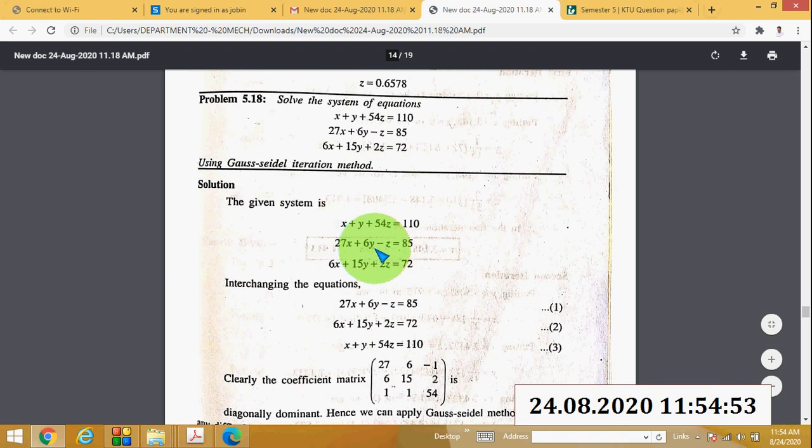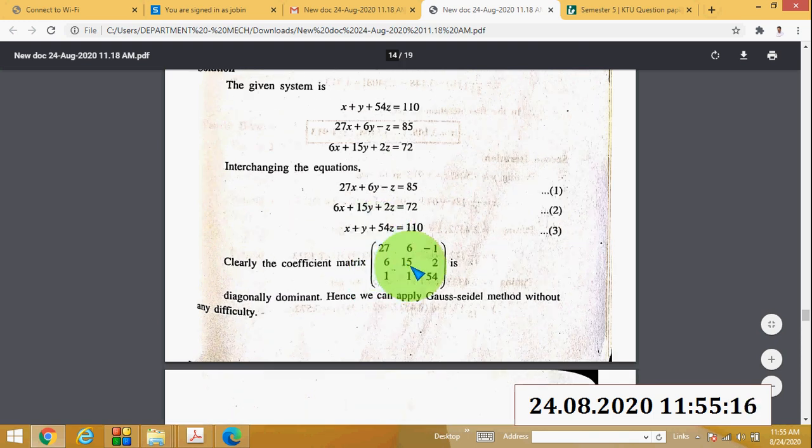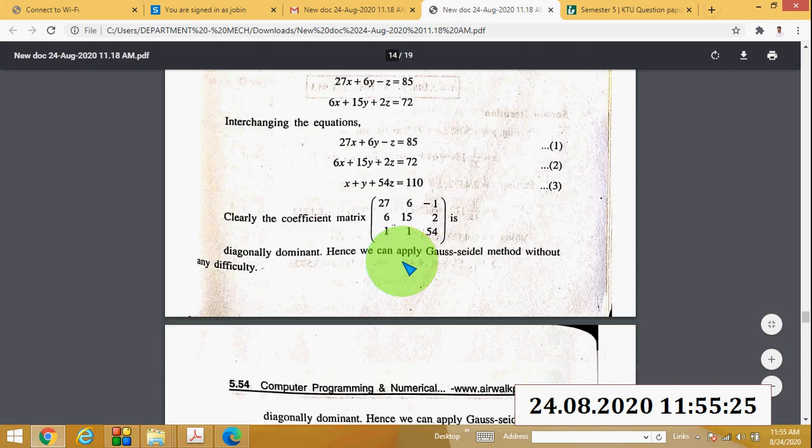I will interchange the second equation to first: 27x plus 6y minus z is equal to 85. I will interchange the third equation to second: 6x plus 15y plus 2z is equal to 72. And the first equation goes to third: x plus y plus 54z is equal to 110. So now this is the new system of equations, and I will write the coefficient matrix. You can see 27, 15, 54. Now this system of equations is diagonally dominant. Only then can I apply the Gauss-Seidel iteration method.